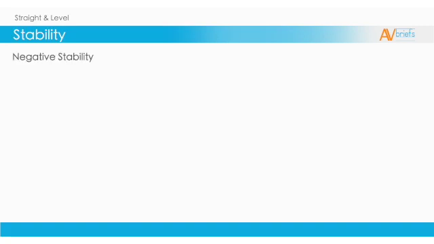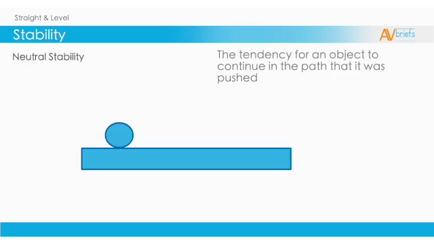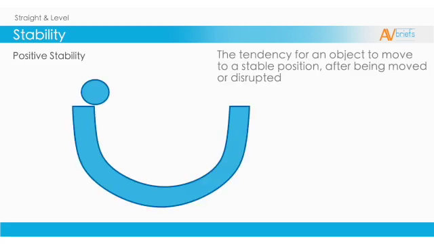There are several types of stability. Negative stability is the tendency for an object to not return to its original position, once disturbed. Neutral stability is the tendency for an object to continue in the path that it was pushed. Positive stability is the tendency for an object to move to a stable position, after being moved or disrupted.